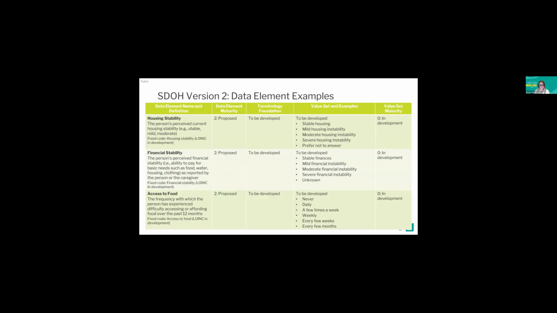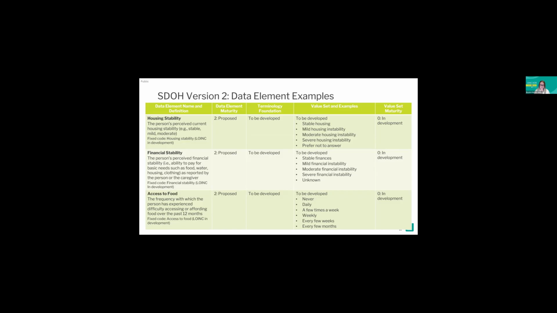Diving a little deeper, here are a few specific examples of ESTO data elements from version 2, drawing from the screening and assessment content. These elements were listed with proposed data element maturity, while the associated terminology foundation and value sets, including the fixed LOINC codes, were identified as in development. For housing stability and financial stability, the value set reflects concepts we are seeing in the Australian Core Data for Interoperability, or the AUCDI, while access to food was presented more in line with content of the SPARC survey.